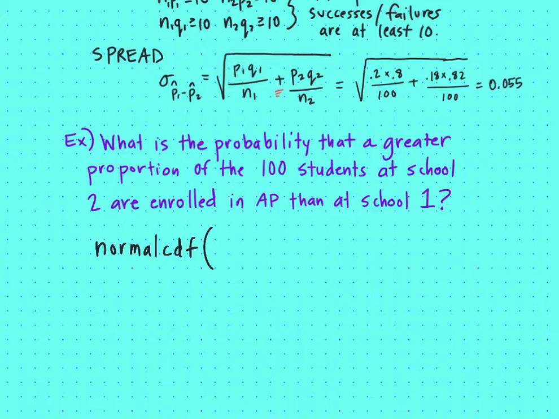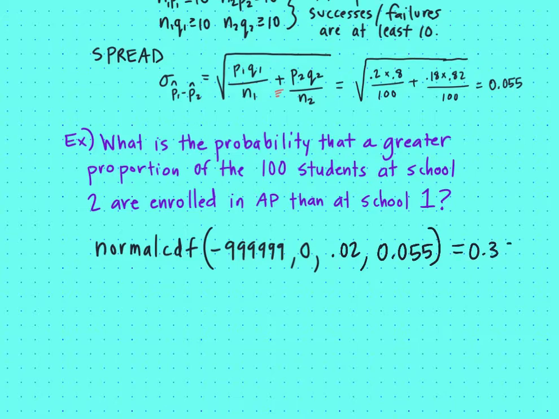So the question is, when we're talking about that break-even point, we're going to go from negative, a big number, up to 0, in a distribution that is centered at 2%. Everything's in decimal here, 0.02, and has a standard deviation of 0.055. And that would be about 0.358. So it actually is not that difficult at all to get a higher percentage at school 2, and therefore a negative answer when we subtract the 2.